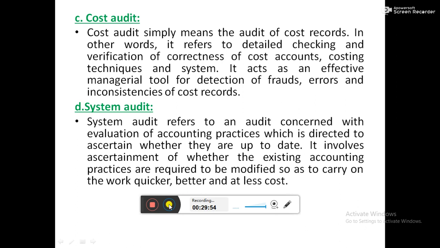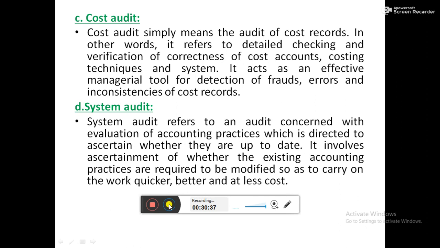Next, the third type of audit is cost audit. Cost audit simply means the audit of cost records. In other words, it refers to detailed checking and verification of correctness of cost accounts, costing techniques and systems in the organization. It acts as an effective managerial tool for detection of frauds, errors and inconsistencies of the costing records in an organization. So, cost audit simply refers to thorough verification of all costing records in the business organization.